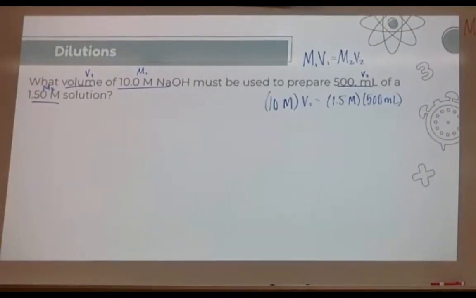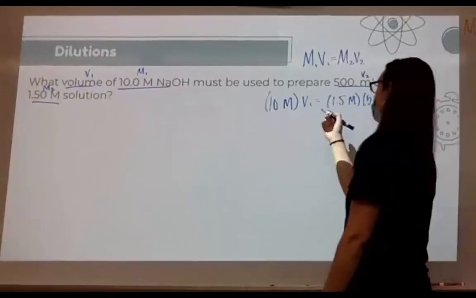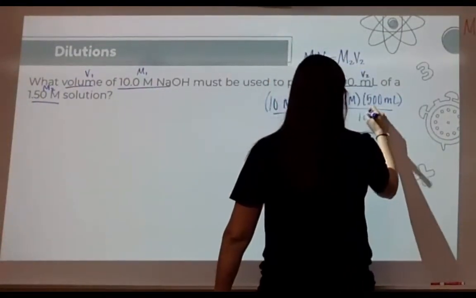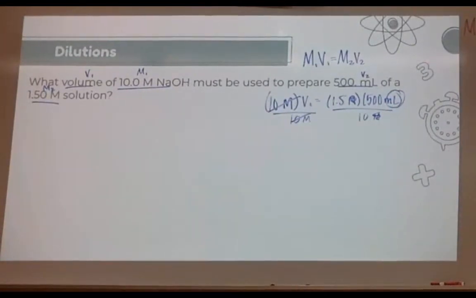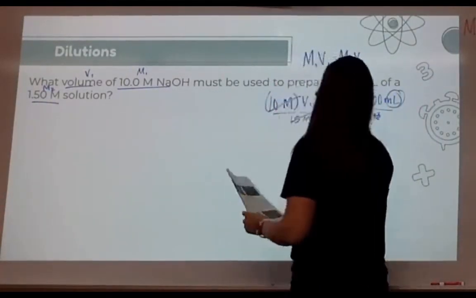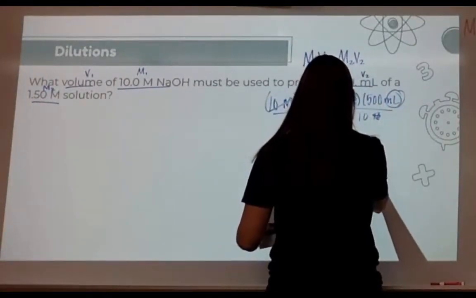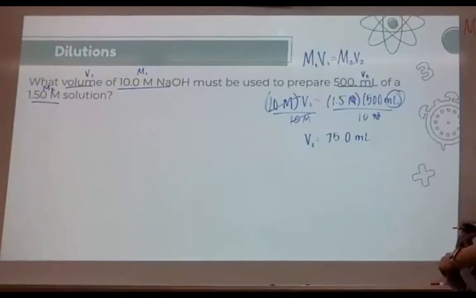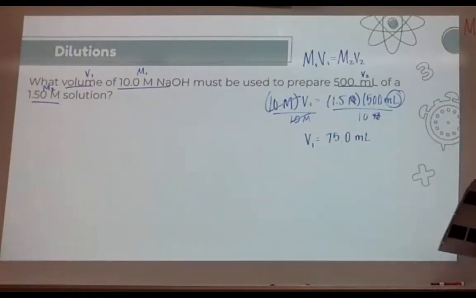So 1.5 times 500. Again, you can keep it in milliliters since it doesn't specify. I'm going to solve for V1, so I'm going to divide by 10. I'm including the units here so that you can see how my units cancel. So 1.5 times 500 divided by 10. With a calculator, what do you get for V1? 75. If we want to keep it to 3 sig figs, we do 75.0, because 1.5 times 500, and then make sure you divide that by 10. So you get 75.0 milliliters.